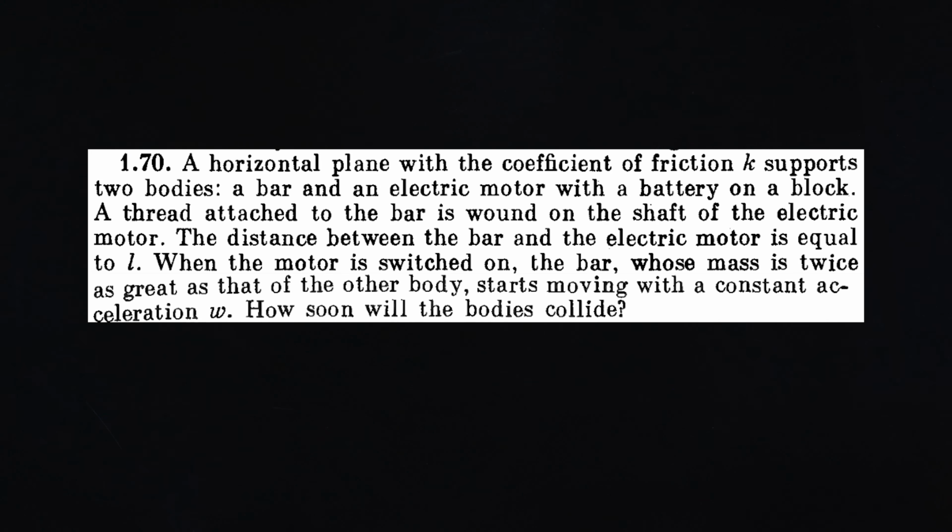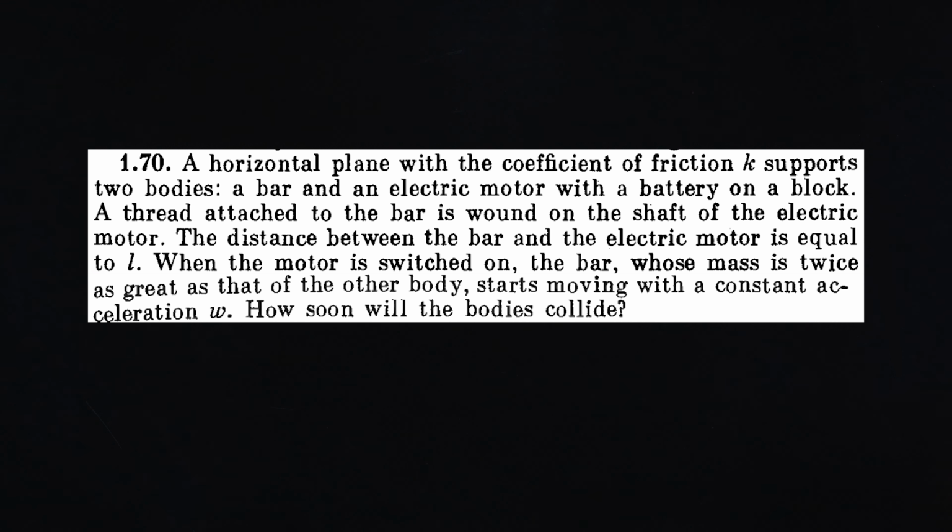Irodov problem number 1.70. A horizontal plane with the coefficient of friction K supports two bodies, a bar and an electric motor with a battery on a block. A thread attached to the bar is wound on the shaft of the electric motor. The distance between the bar and the electric motor is equal to L.